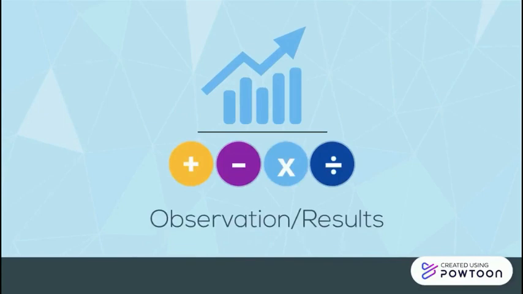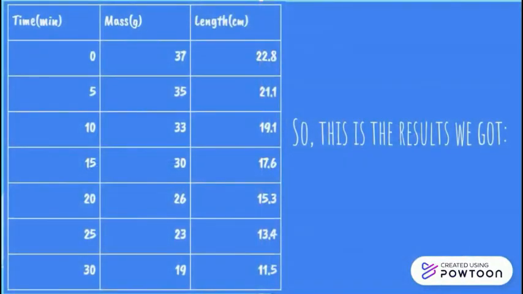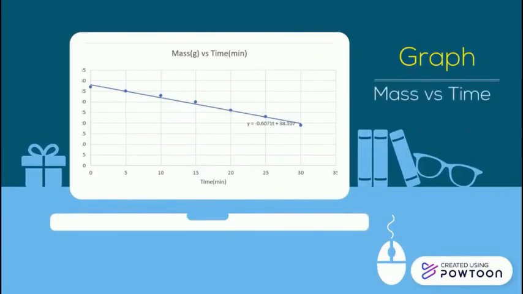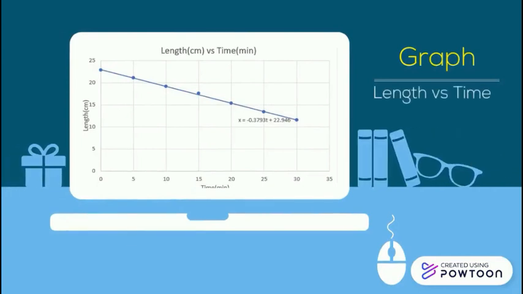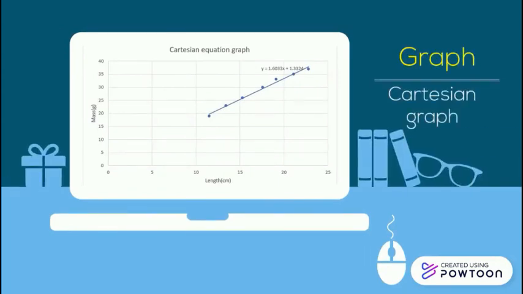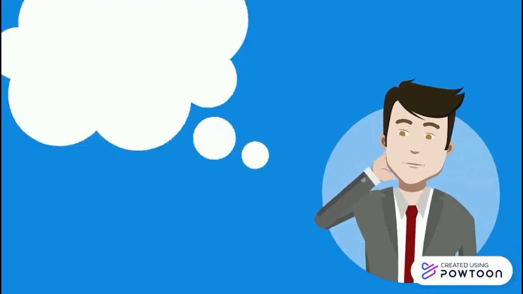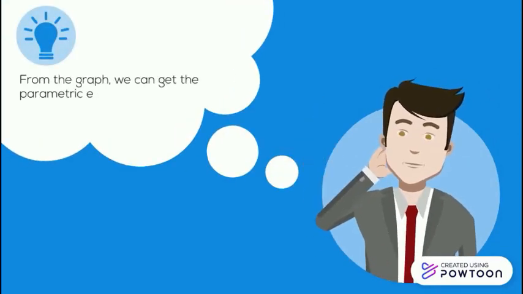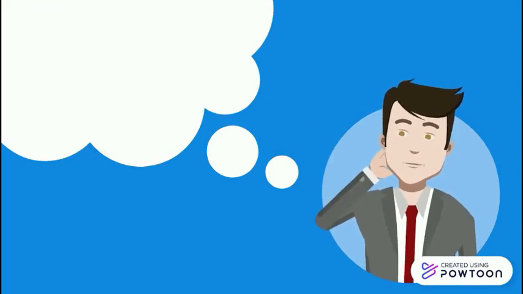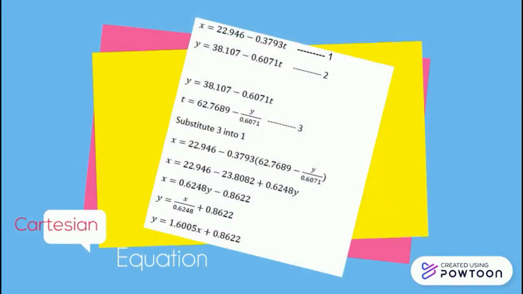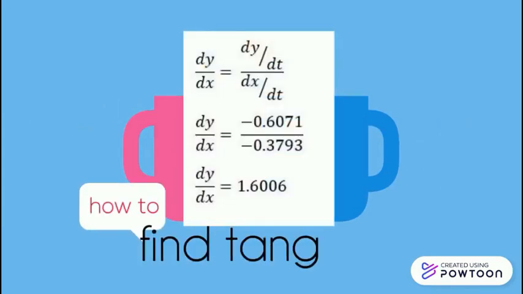Next, we move to observation and results. So, this is the result we got. And then this is the graph for mass versus time. This is the one with length versus time. And also this is our Cartesian graph. From the graph, we can identify our parametric equations. And this is how we calculate our Cartesian equation. And this is how we find our tangent.